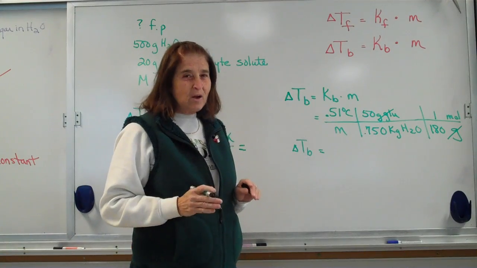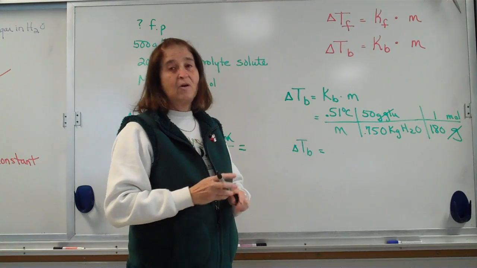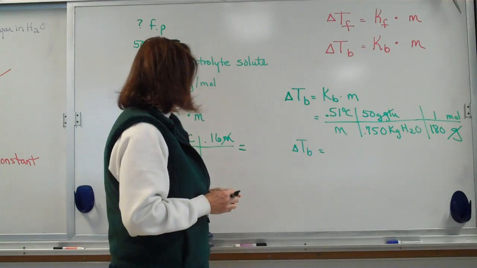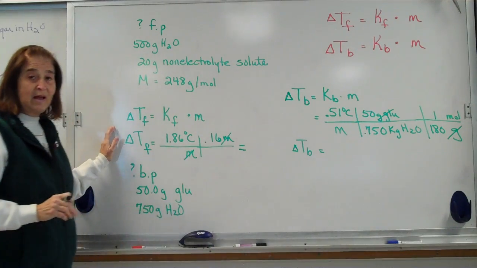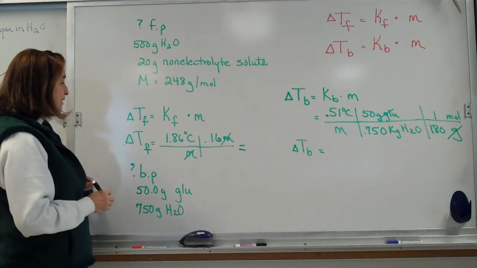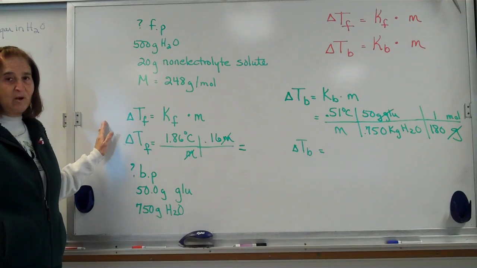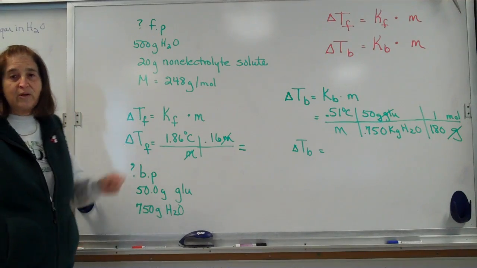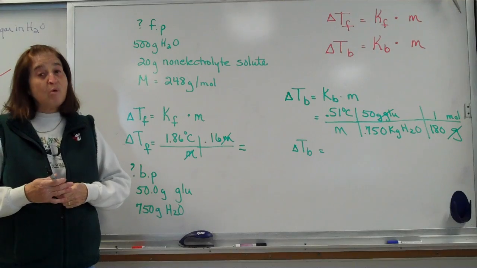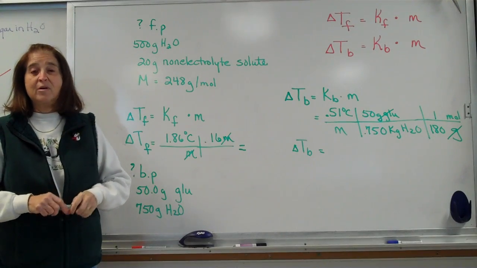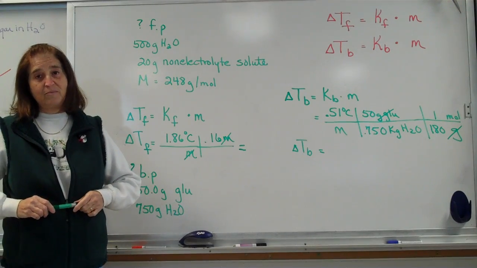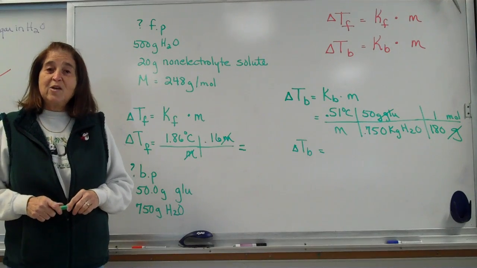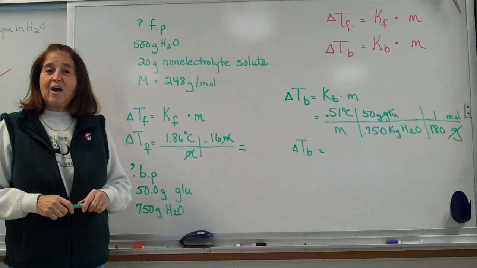Remember, the slope of the line was positive for boiling point changes. The slope of the line for freezing point was a negative number. Freezing points always go down: freezing point depression. Boiling points always go up: boiling point elevation. I'm going to be assigning you some problems on Schoology.